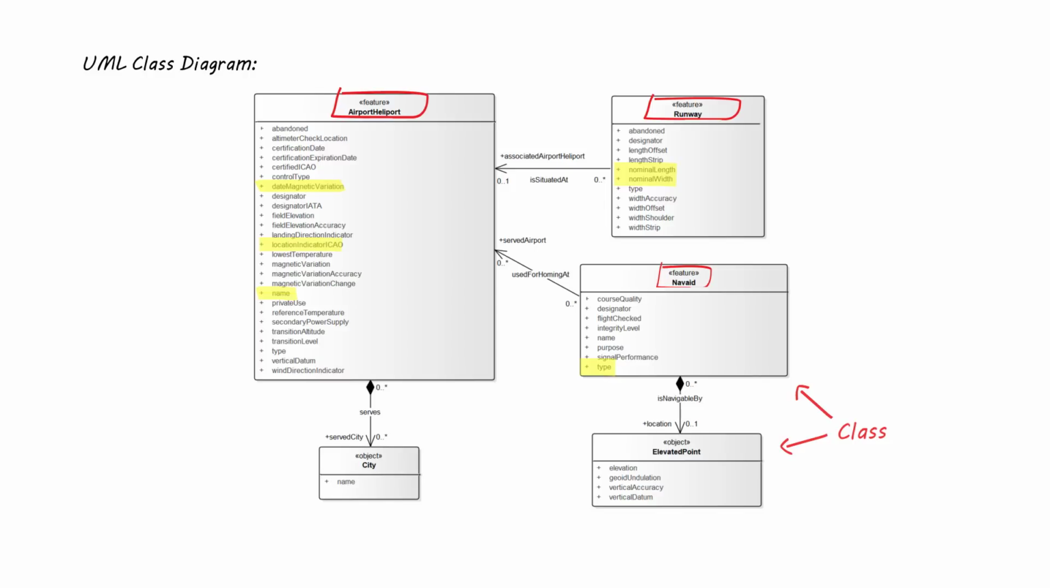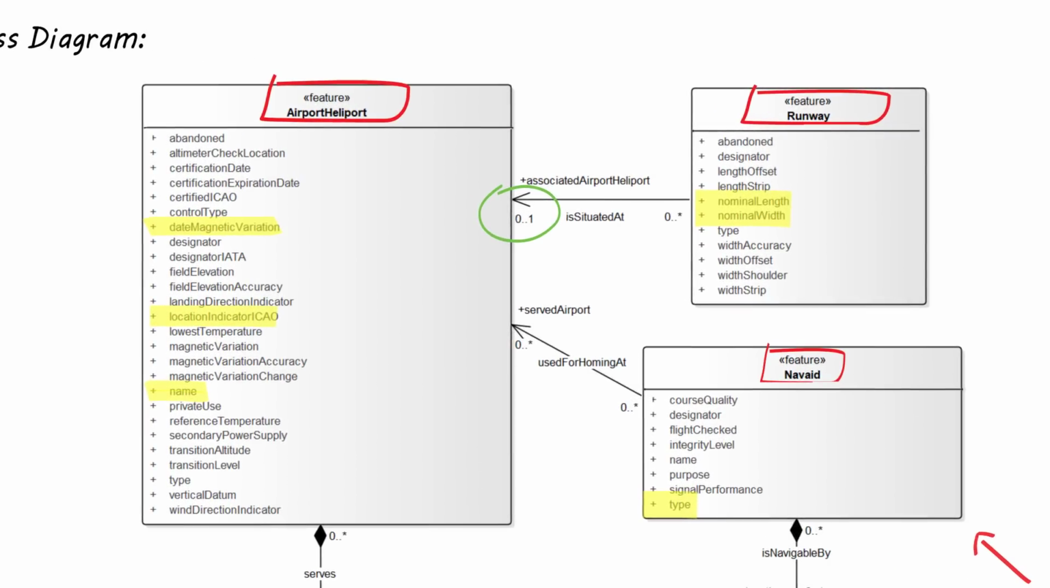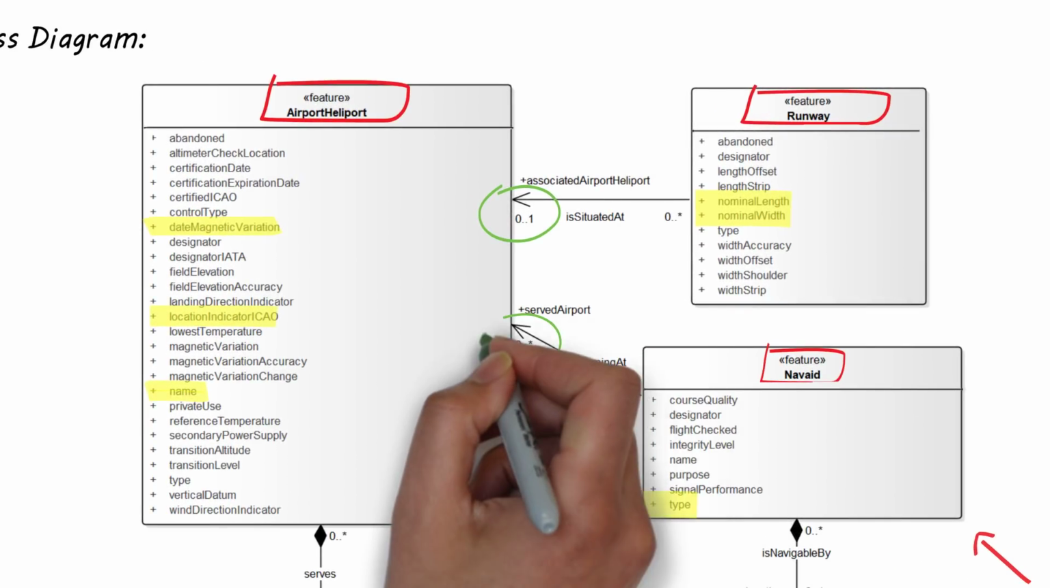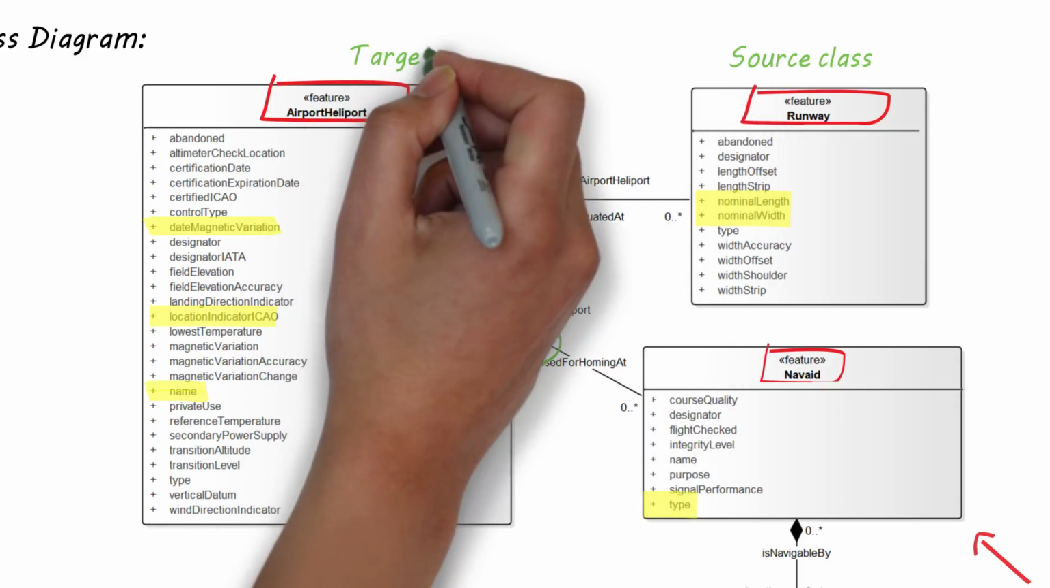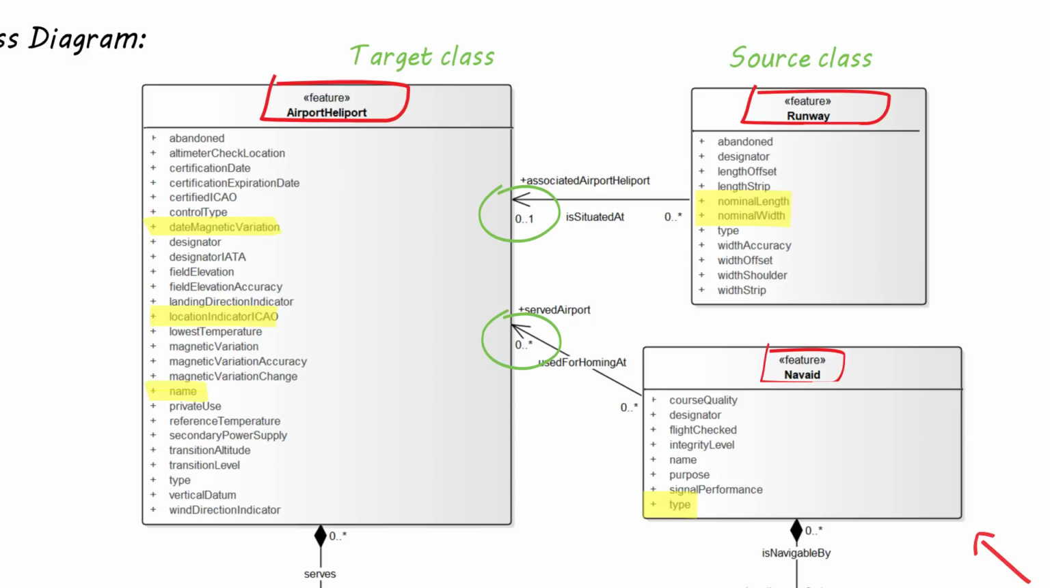For example, a runway is situated at 0 or 1 associated airport, but a navaid may serve 0 or many airports as homing facility. Many in UML is expressed by an asterisk. In AIXM, relationships are modeled one-directional, represented by an arrow from the so-called source class to the target class. So the runway knows to which airport heliport it belongs, but the airport heliport does not know about its runways.